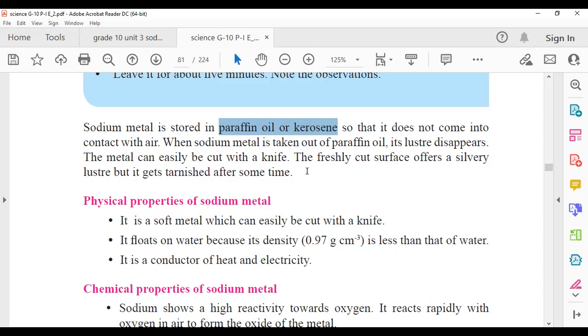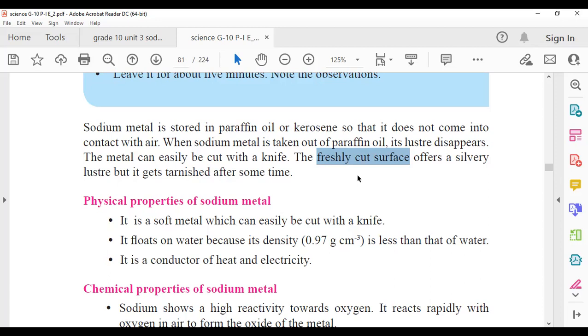Your book says if you freshly cut it, the cut surface will be shining with silvery luster, but that luster, that shininess, will not stay long. Quickly that luster will disappear. It will tarnish.